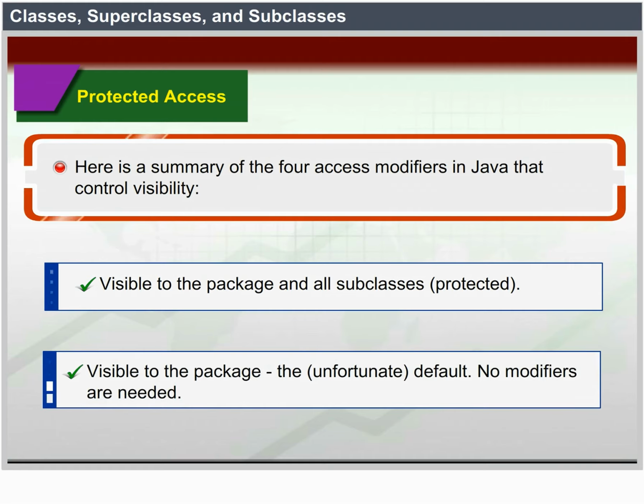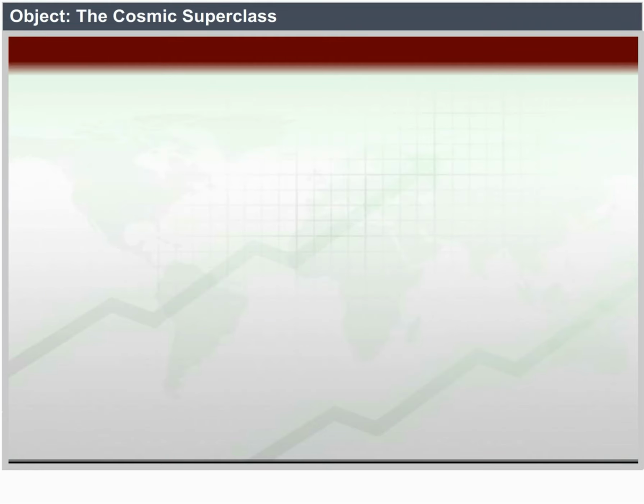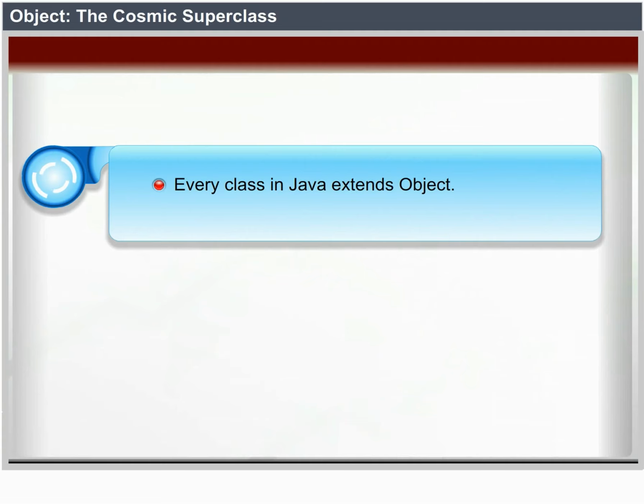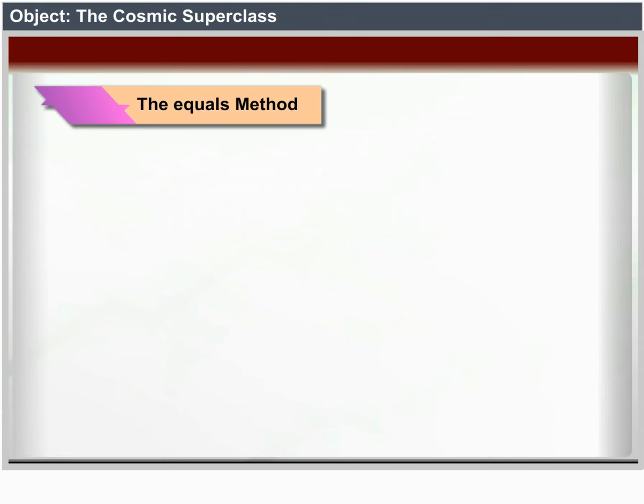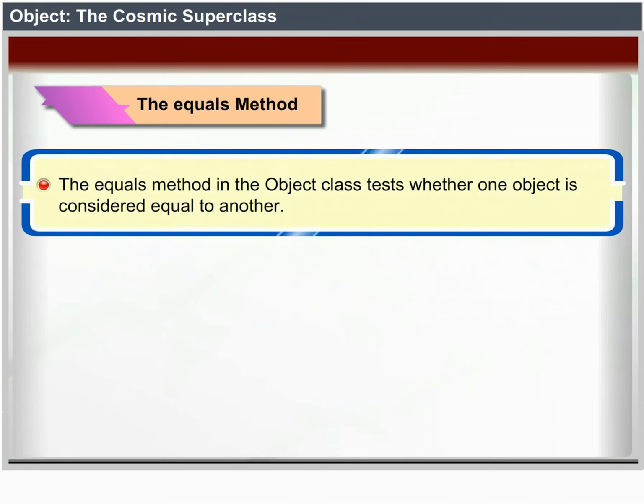Object, the cosmic superclass. Every class in Java extends Object. Some services provided by the Object class are the equals method. The equals method in the Object class tests whether one object is considered equal to another.